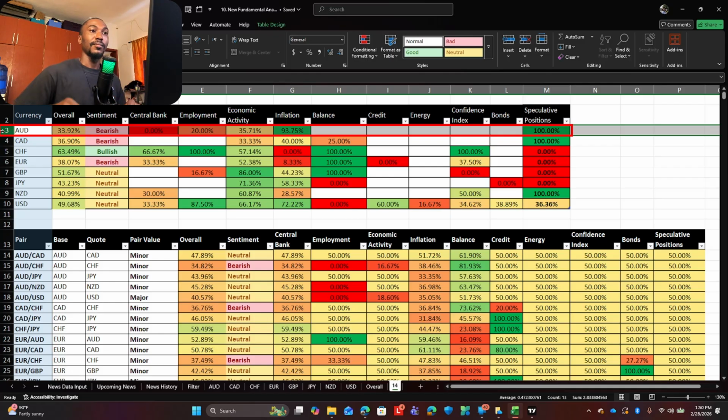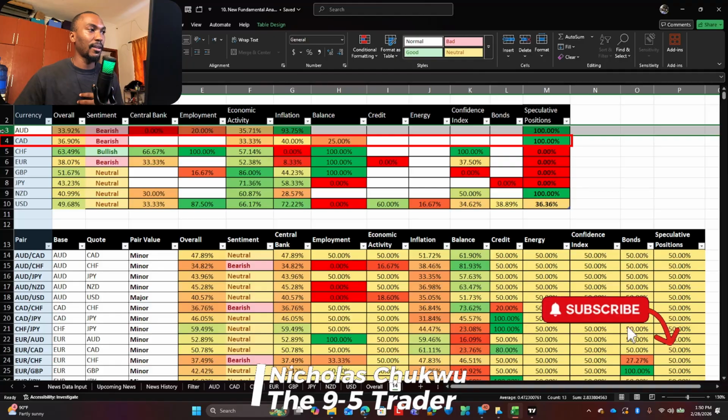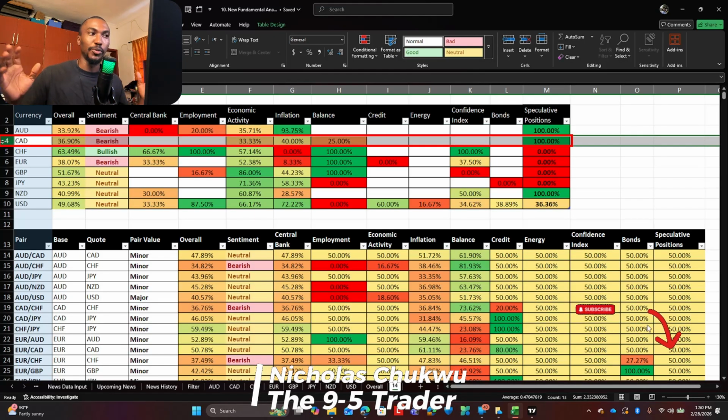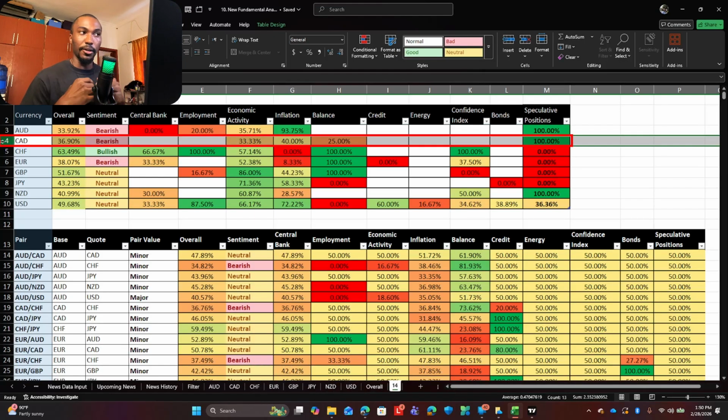Then we have inflation. Surprisingly, their inflation is top notch. They're literally keeping that inflation on lock down. Balance, credits, energy, confidence, and bond: no news. We move up to Canada, right? Canada, bearish too. They don't have any central bank news recently. They don't have any employment news recently. But the news they had, the economic activity, the inflation, and the balance, are all below 50%. That prints just one direction.